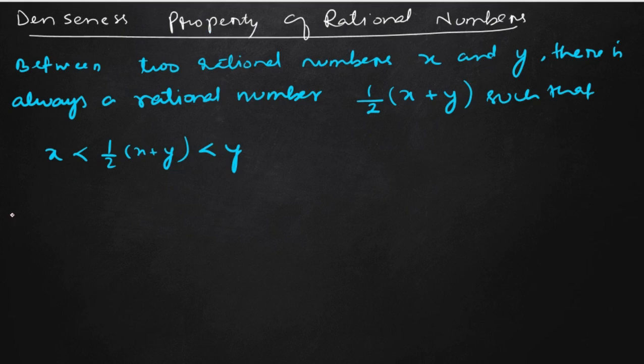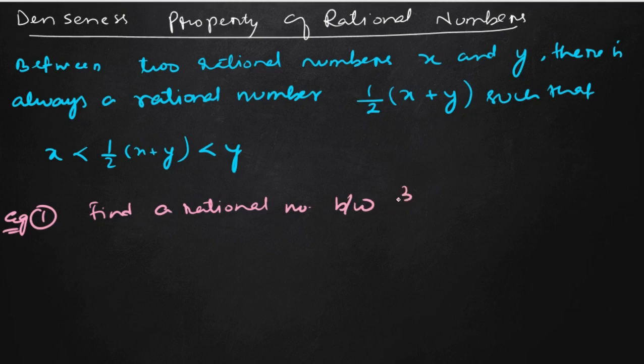Our first example. You can see the solution, Example number 1, page number 6. Find a rational number between 3 by 5 and 5 by 7. So we need to find a rational number. There is only one rational number, so we will apply this only once.